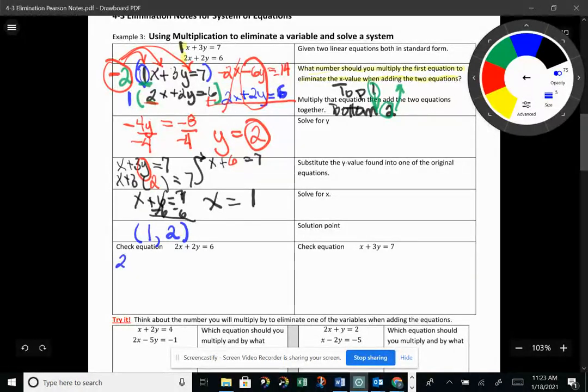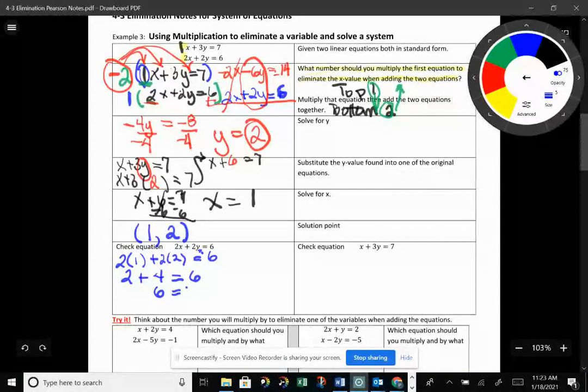So I'm going to have 2 times 1 plus 2 times 2. Does that really equal 6? And that's a little question mark above the equal sign. So 2 times 1 is 2, and 2 times 2 is 4. So 4 is equal to 6, so 6 is equal to 6. This is true. So we're golden. It's correct.